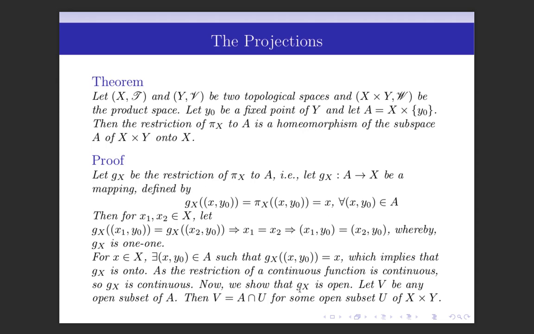Now we show that g_X is an open mapping. Means we have to show that the image of any open set in A is open in X. So let V be any open set in A. Then V is of the form A ∩ U, where U is open in X × Y, because A is a subspace of X × Y. So any open set in A is of this form, where U is open.